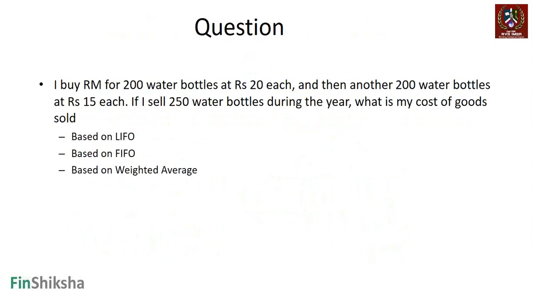As we end this section, there's a quick question. It's a variant of the earlier question we had done. I buy raw material for 200 bottles at 20 each, and then another 200 bottles now at 15 each. Earlier there was 100 at 25. Now the cost is going down, so this is a deflationary environment. Inflation is negative, right? If you're selling 250 water bottles during the year, what is your cost of goods sold based on LIFO, FIFO, and weighted average? Try this question as we end this section.